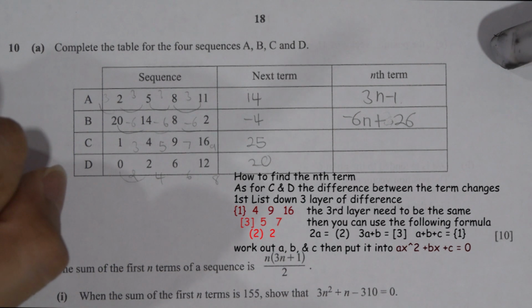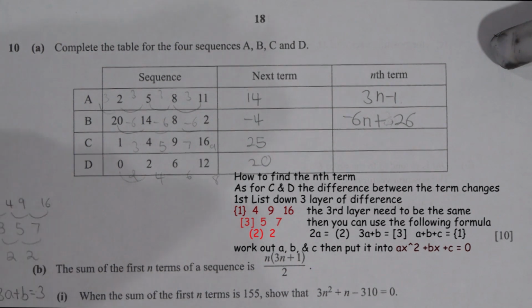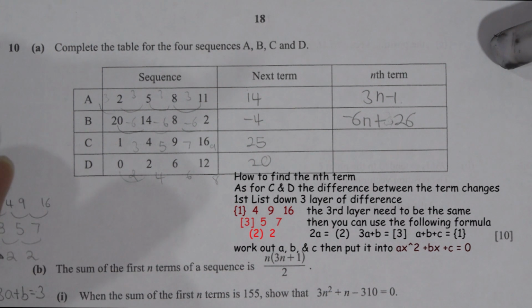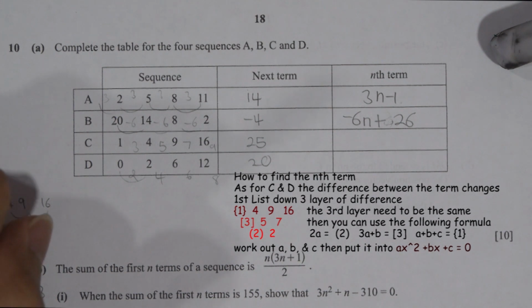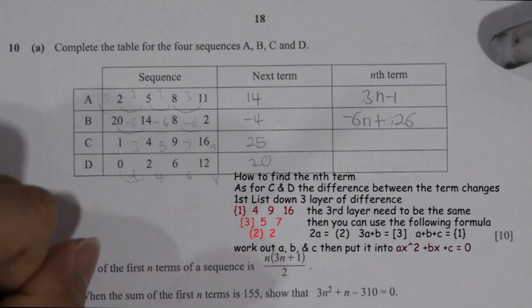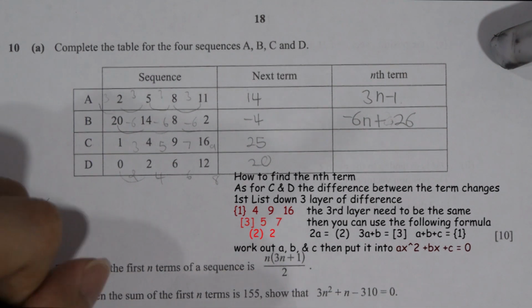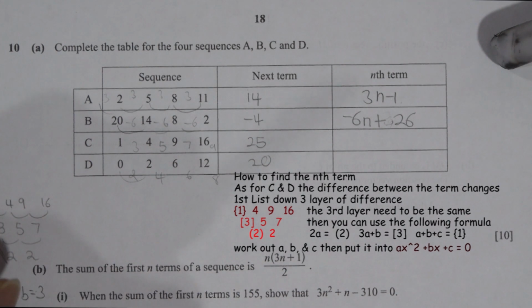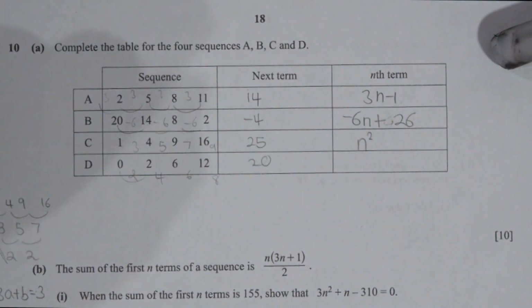So 2a will be equal to the last layer. 3a plus b will be equal to the second layer. And a plus b plus c will be equal to the first layer. So I already put the symbols down for you to read. You can just pause the video and check the workings. D is also the same, you'll be using the same approach as well.